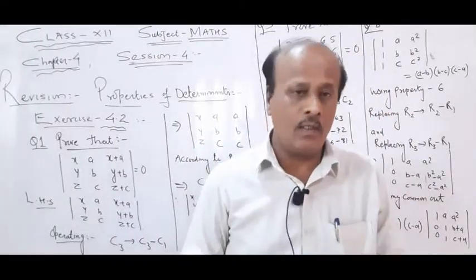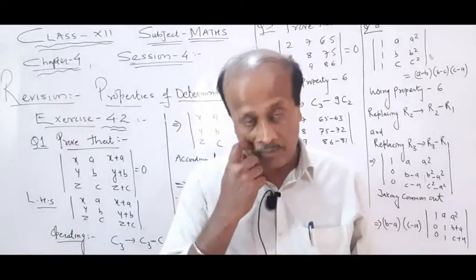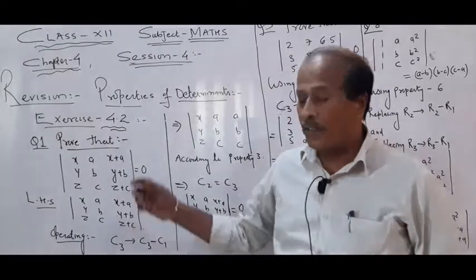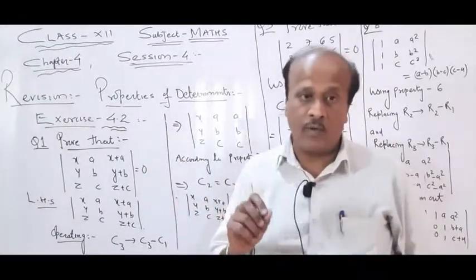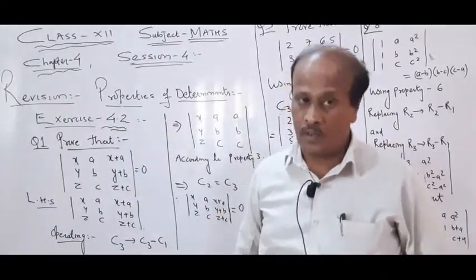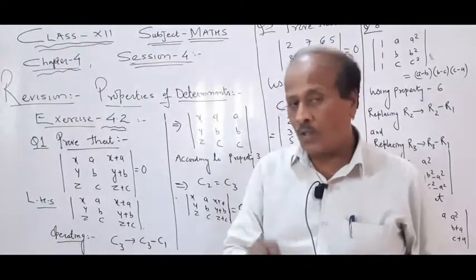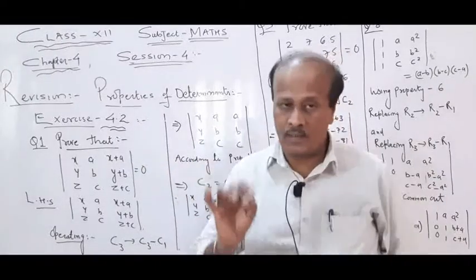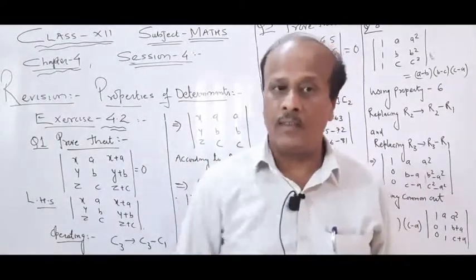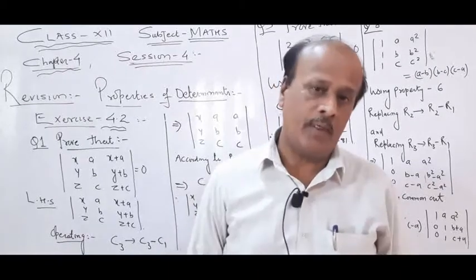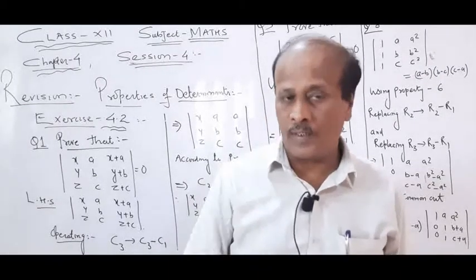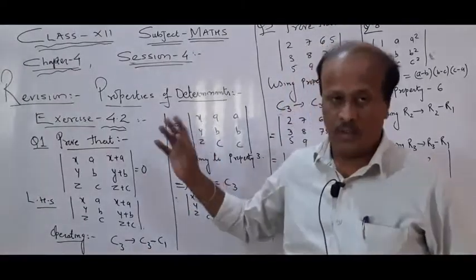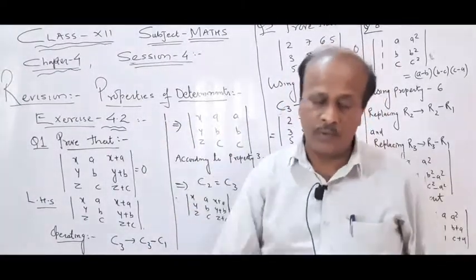What is the second last property? Property number 5. Property number 5 says that if the elements of any row or column are written in the form of a sum or difference of terms, then it can be expressed as either the sum or difference of 2 determinants. Go through the previous session properly. Unless you know these 5-6 properties, you will not be able to understand, and you will not be able to do our new exercise 4.2.